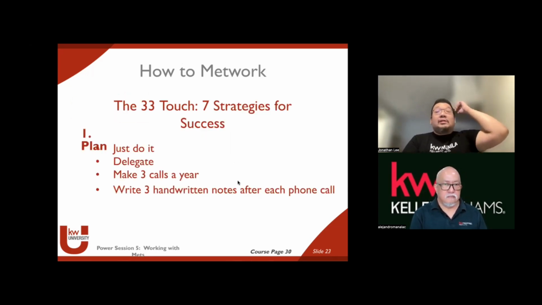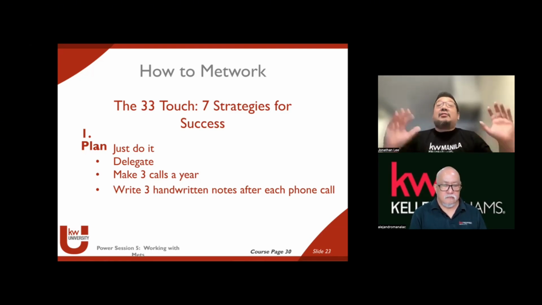Okay, so how do you do the 7 strategies for success? Number 1, plan, just do it. Make it as simple as possible. Just do it. Delegate it to your team, delegate it to your system. Make sure that you call 3 times a year with all these people, right? These are your mates. These are people that you have met consistently. Call them 3 times a year, right? Write 3 handwritten notes after each phone call. Send it to them. Thank you note, I appreciate you note, Happy Chinese New Year note, whatever note that happens, right? So send 3 handwritten notes.